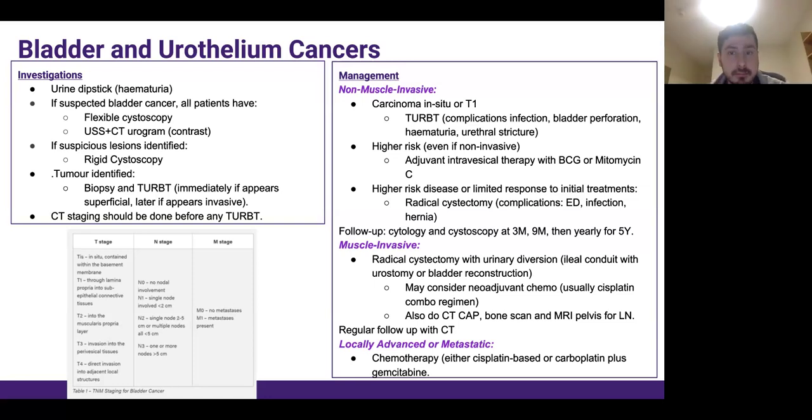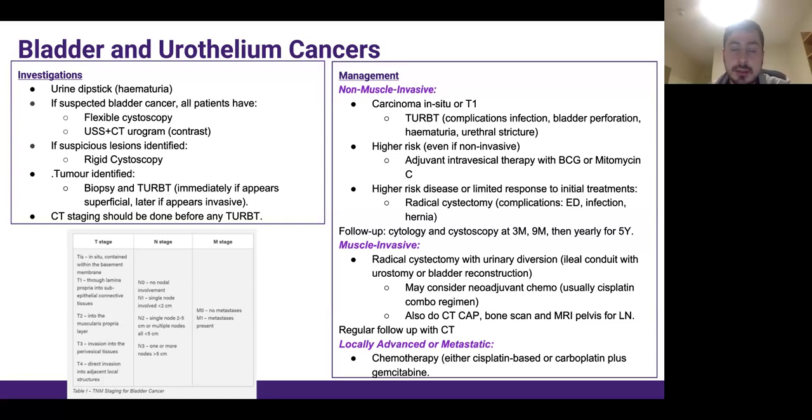If the tumor is thought to be high risk, they can also give intravesical therapy with BCG. That's what is related to TB, and BCG can activate the immune system to fight the cancer. This is given into the bladder as opposed to into the blood. If it's classed as intermediate risk instead, you might want to give mitomycin C, which is a chemotherapy agent. These patients will be followed up with cystoscopy at 3 months, 9 months, and then every year for 5 years to make sure that there's no recurrence of the tumor.